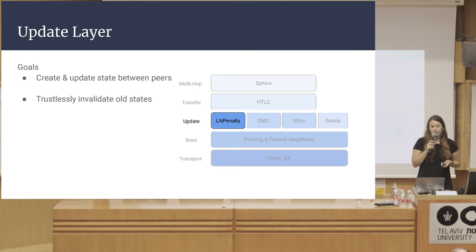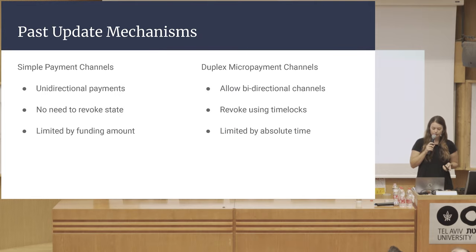Right, the really interesting one in Lightning is the update layer. So what we need to do here is create an update state between two peers, and then trustlessly invalidate old states so that old states cannot be broadcast. In some early iterations of this, we started out with simple payment channels, which was a unidirectional payment channel.